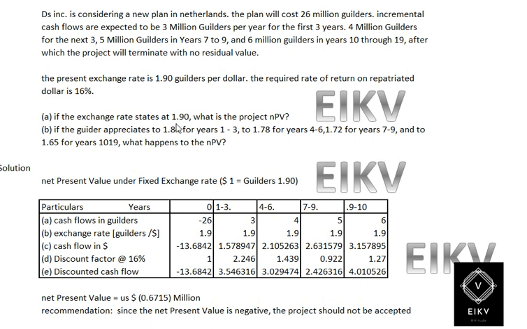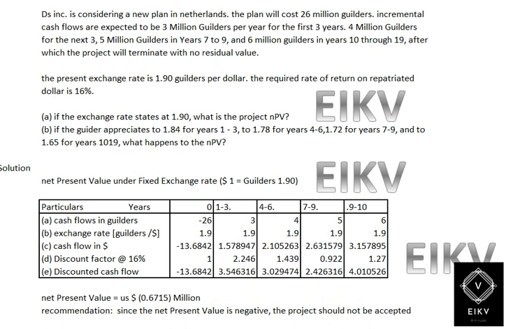And your requirement number one: if the exchange rate stays at 1.9, what is the project NPV? And requirement number two: if the guilder appreciates to 1.84 for years 1 to 3, to 1.78 for years 4 to 6, 1.72 for years 7 to 9, and to 1.65 for years 10 to 19, what happens to the NPV?